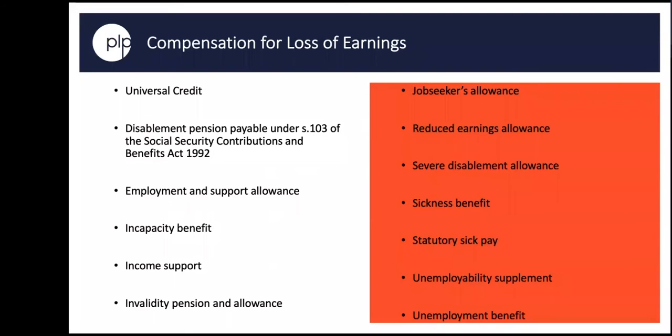So the key elements are loss of earnings, loss of mobility, and care and assistance. Those are your heads of loss. Starting with compensation for loss of earnings, I've listed them here, and you can see that compensation for loss of earnings is referable and deductible by reference to all of these different heads of benefits. So the obvious ones are things like universal credit, employment support allowance, you've got disablement pension and jobseekers allowance. Those are the ones that we come across very regularly. But you also need to be aware of sickness benefits being offsettable and statutory sick pay also being offsettable.